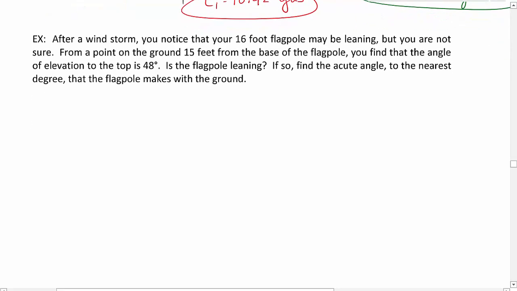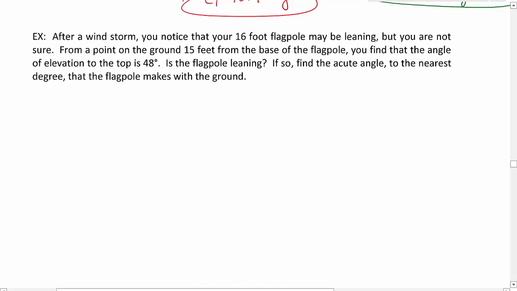After a windstorm, you notice that your 16-foot flagpole may be leaning, but you're not sure. From a point on the ground, 15 feet from the base of the flagpole, you find that the angle of elevation to the top is 48 degrees. Is the flagpole leaning? If so, find the acute angle to the nearest degree that the flagpole makes with the ground.